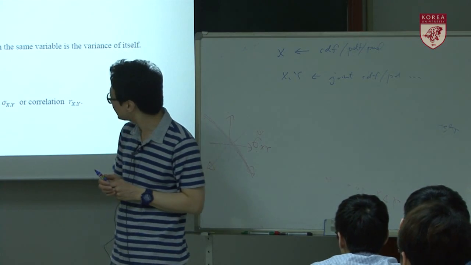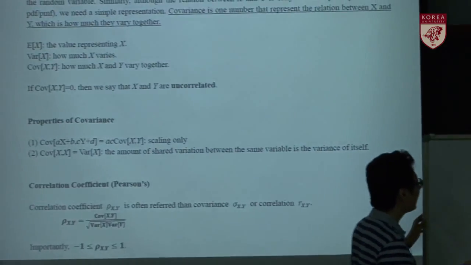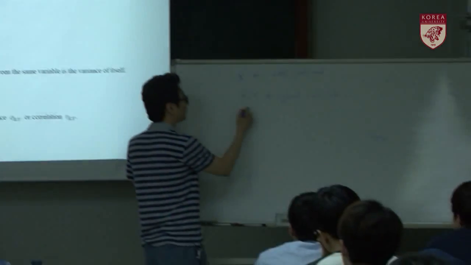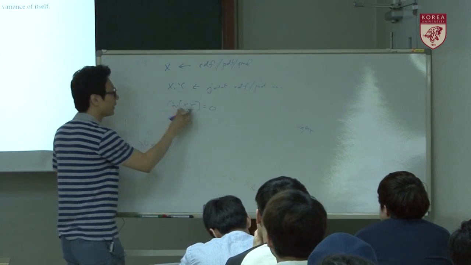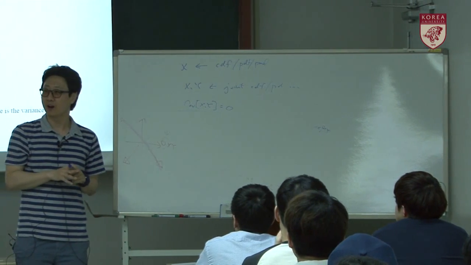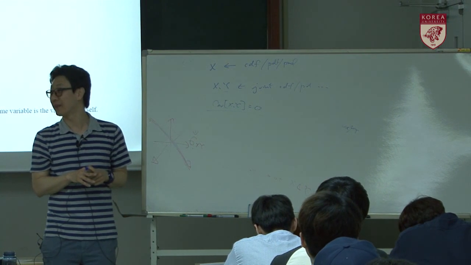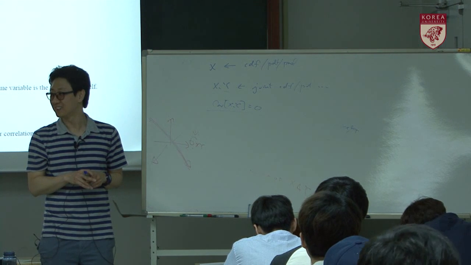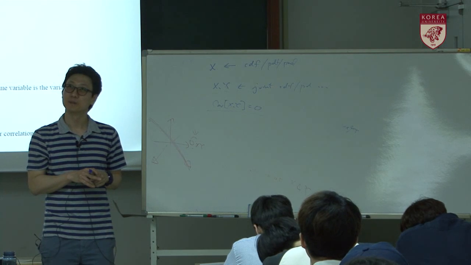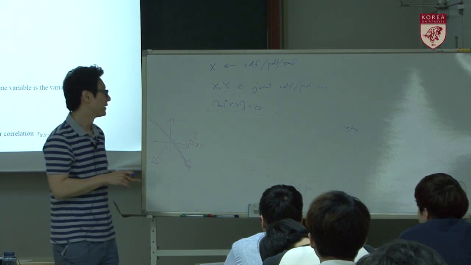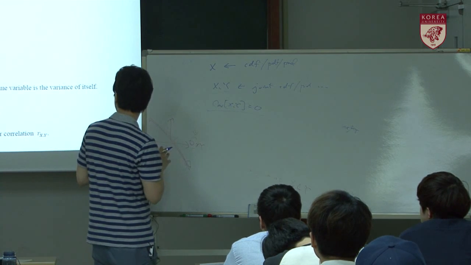Okay? So this one is what I explained. Sometimes if x and y's covariance is 0, we say x and y are uncorrelated. In Korean, 상관관계가 없다 라고 말을 하는 거죠. So zero means uncorrelated. Okay? We're going to see this later.